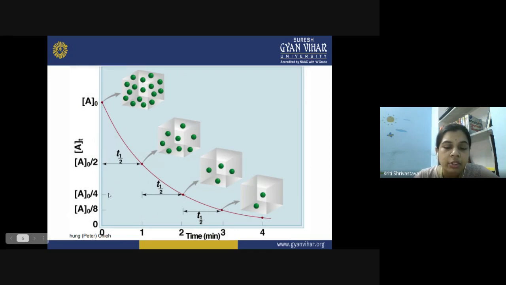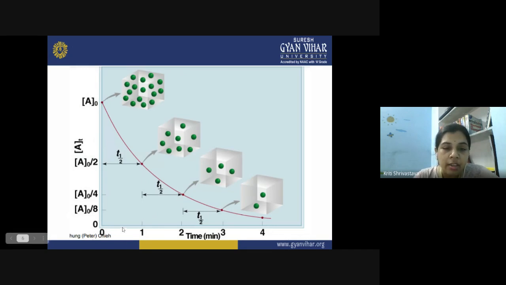Now this becomes your initial concentration, A naught by 4. From A naught by 4, what will be the half value of concentration? It will be A naught by 8. So this is the point, and if you draw a line here, you will get the third half life. So in this manner, so many half lives can be obtained here for the first order reaction.